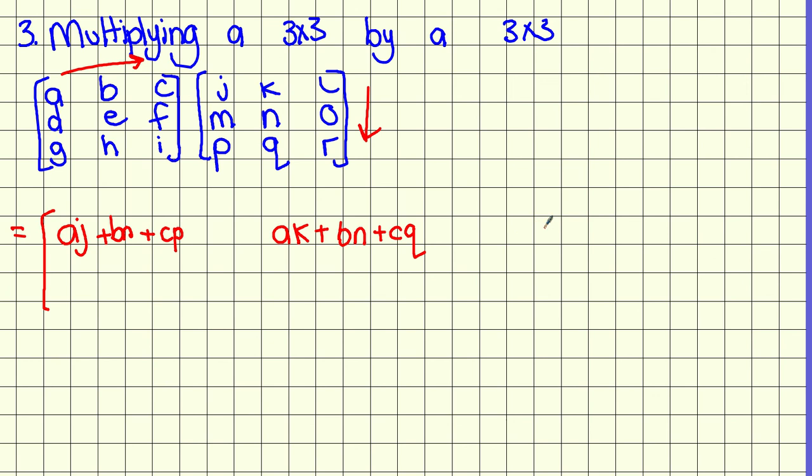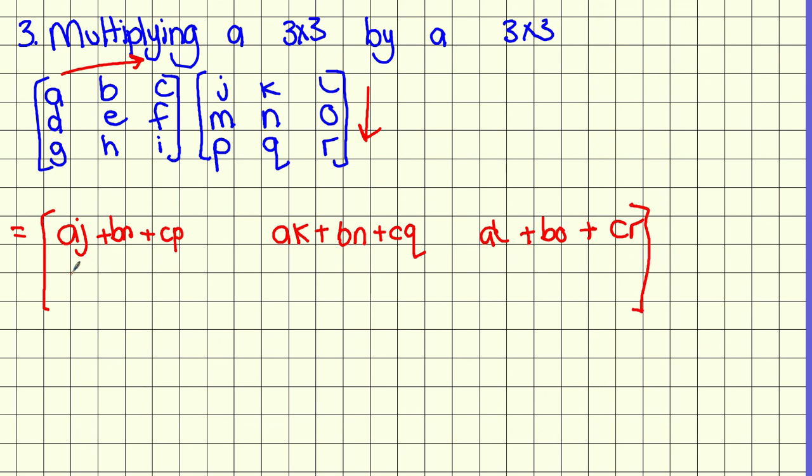Okay, next one at the top right hand corner, so it's row 1, column 3. So we're going to start with the A and then the L in this case. So A times L just gives me AL. Move along one to the B, down one to the O, so BO. Along one to the C and down one to the R, CR. Okay, you can probably try to finish the rest yourself.